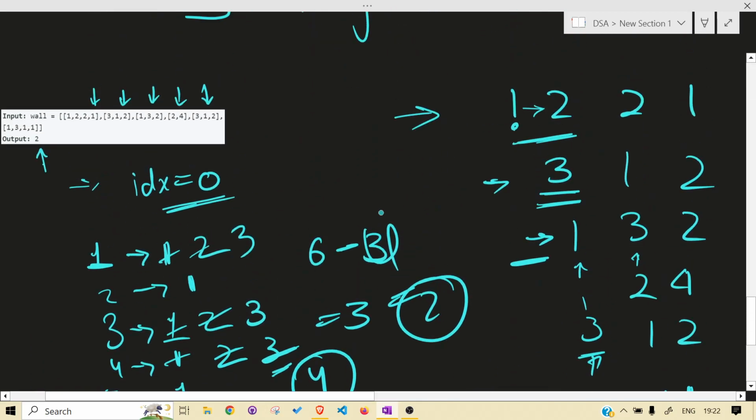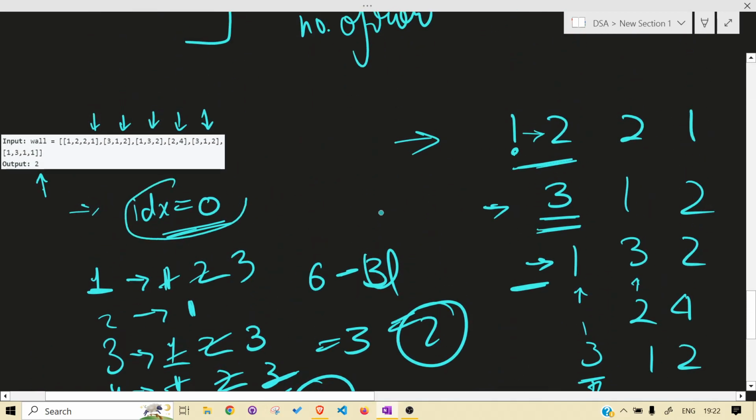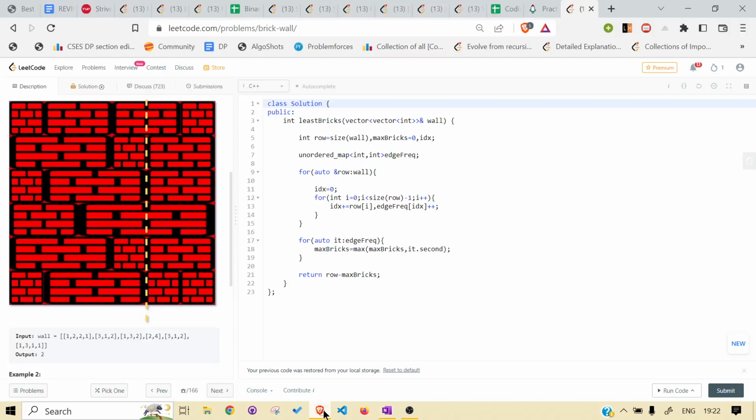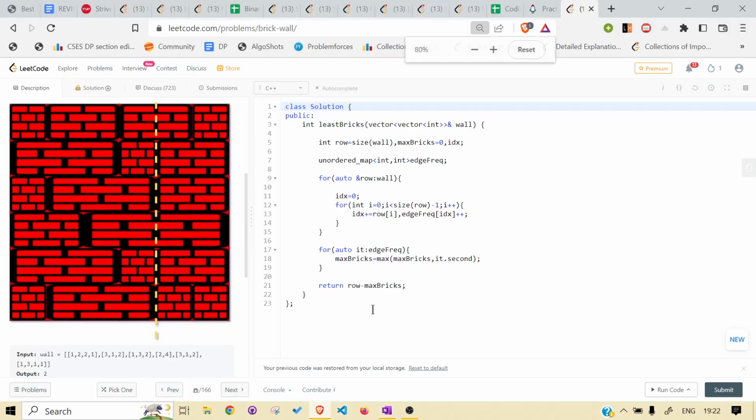And also for every row we will reset the index. It's like a prefix. You are storing prefix in the hash map. I just built a whole story over it so that you can have an intuition as well as a reproducible logic at the interview. So let's see the code.